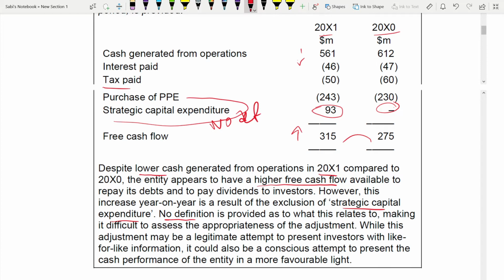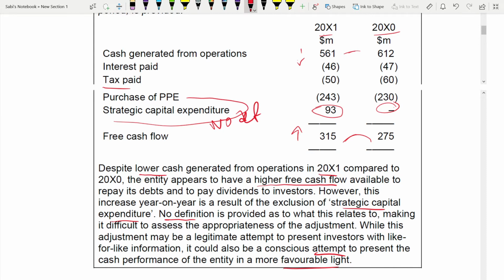So for strategic capital expenditure, there is no definition, not even in IFRS. So it makes it very difficult for the investors to assess this performance based on this. Okay, and because you cannot even compare it like for like. Okay, and another thing is, as we have mentioned before on the underlying profit, same for free cash flow. It's an attempt made intentionally by you to show your company in a favorable position. That's why you see cash generated from operation declined, but free cash flow increased. So a reasonable person will ask this, why is it so? How?